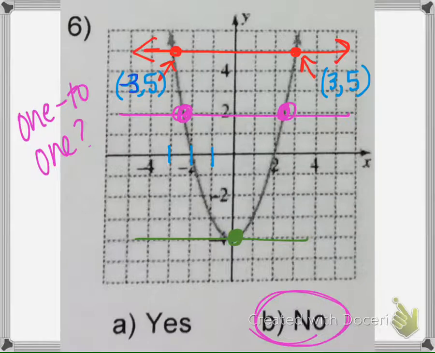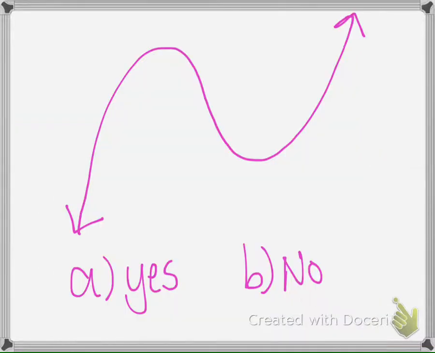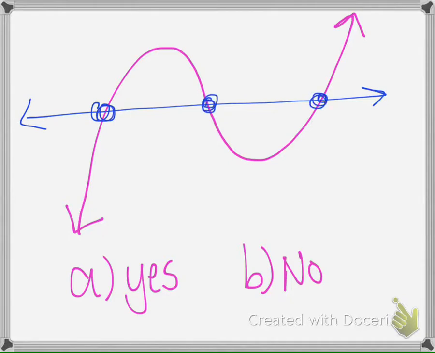So again, when y is 5, this point right here has an x value of 3, and this point right here has a y value of 5, but it has an x value of -3, so it is not one-to-one. Okay, the last example in your notes, if I draw a horizontal line, it intersects more than once. I found a spot where it intersects more than once, so it is not a one-to-one function.